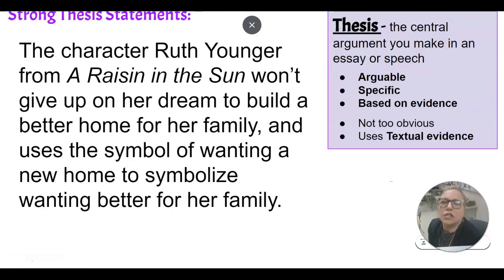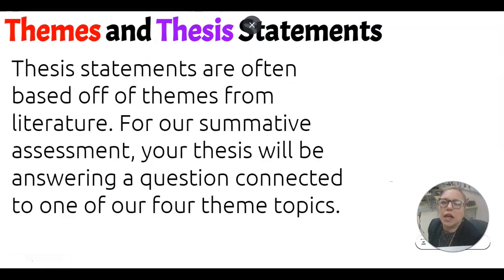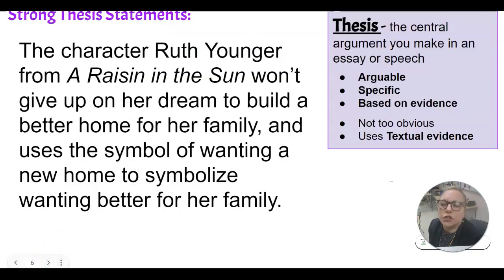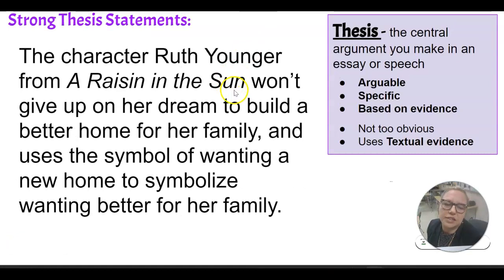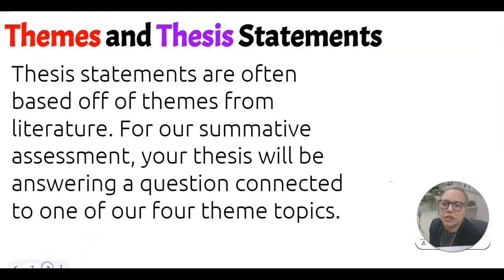So here's a good example of a thesis that we wrote for the first unit, from A Raisin in the Sun. The character Ruth Younger from A Raisin in the Sun won't give up on her dream to build a better home for her family and uses the symbol of wanting a new home to symbolize wanting better for her family. This is arguable, specific, based on evidence, not too obvious. All of those things that we want to see.